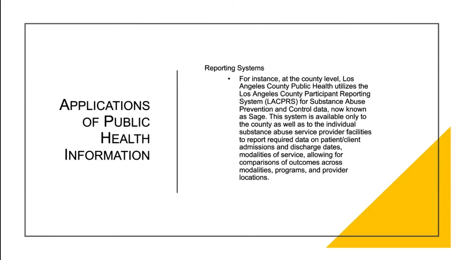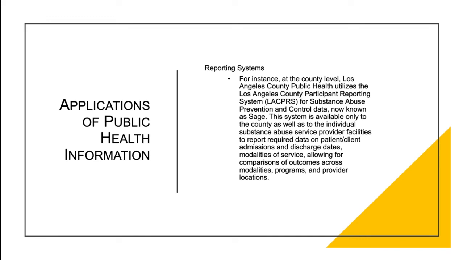How do we apply this? Let's look at an example. Los Angeles County. Their public health utilizes the LACPRS, which is the Participant Reporting System for Substance Abuse Prevention and Control Data, right? This system is available only to this county. So you may have different types of reporting systems within different counties or different regions in the United States, but also to the individual substance abuse service provider facility. So meaning they have a pathway.